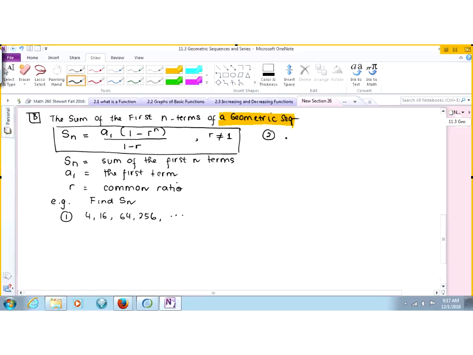And number 2, find Sn also: 18, negative 9, 9 over 2, negative 9 over 4, dot. And then number 3, sigma, i goes from 1 through 100 of 2 times 3 to the i. Actually, find Sn is for number 1 and 2.